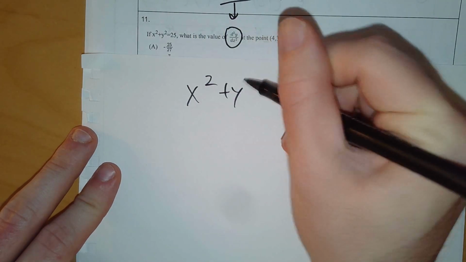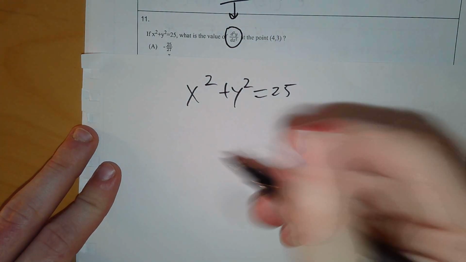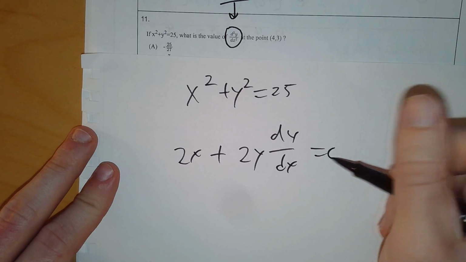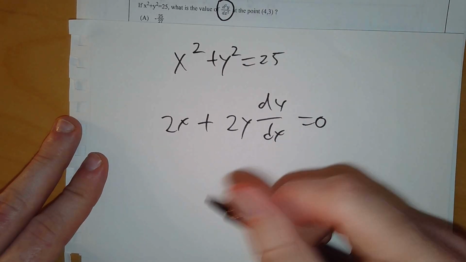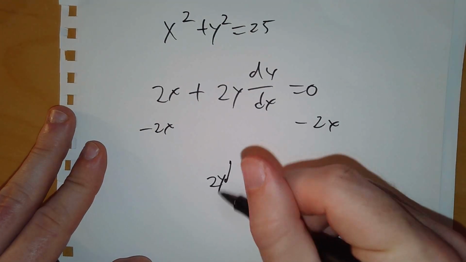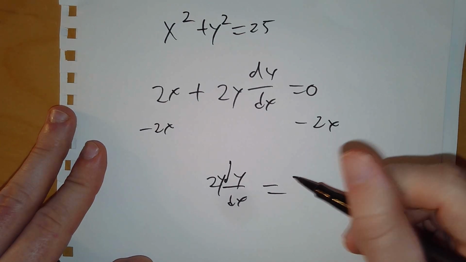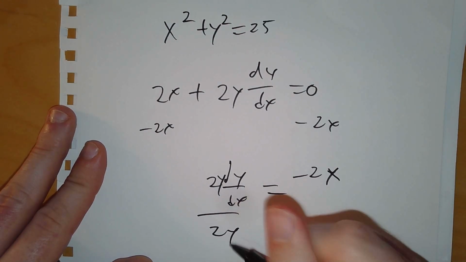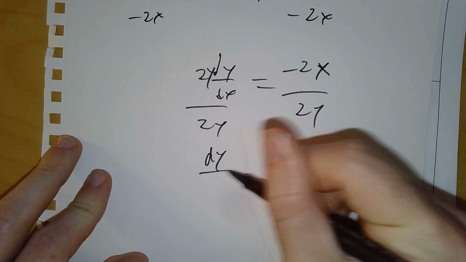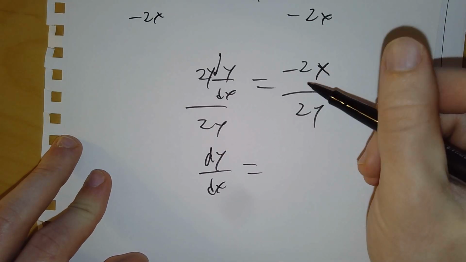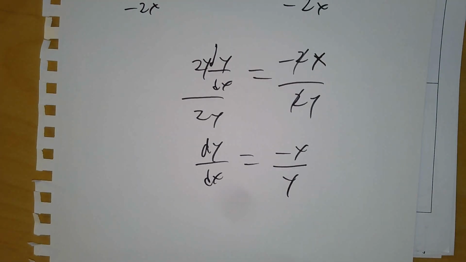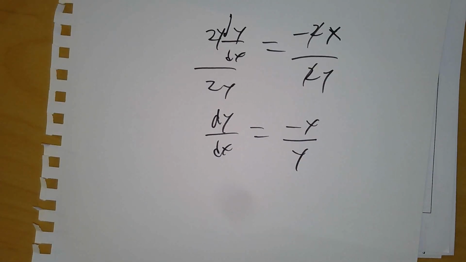x squared minus y squared equals 25. Differentiate. 2x minus 2y dy/dx equals 0. Get dy/dx alone, so it's going to be minus 2y dy/dx equals negative 2x. Divide by 2y, divide by 2y. So dy/dx equals, these 2's will cancel because it's the common factor, negative x over y. We found the first derivative.